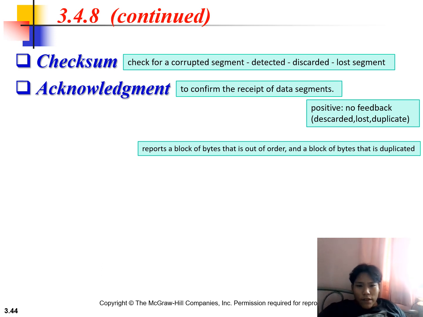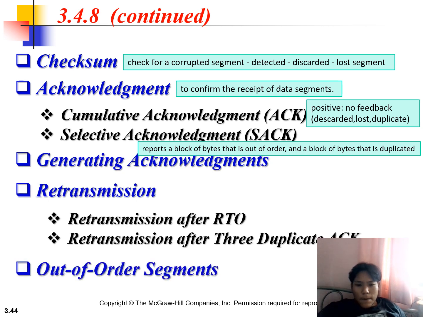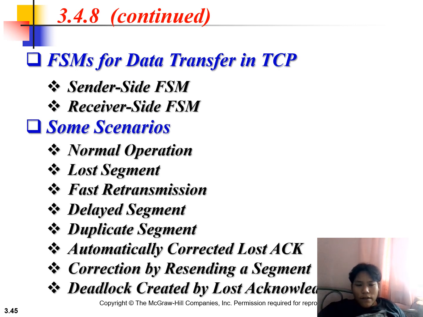Checksum: check for corrupted segments, which are detected and discarded, and lost segments. Acknowledgement to confirm the receipt of data segments. So it has cumulative acknowledgement and selective acknowledgement. Generating acknowledgement, retransmission after RTO and after three duplicate ACKs, out-of-order segments. FSM for data transfer in TCP.